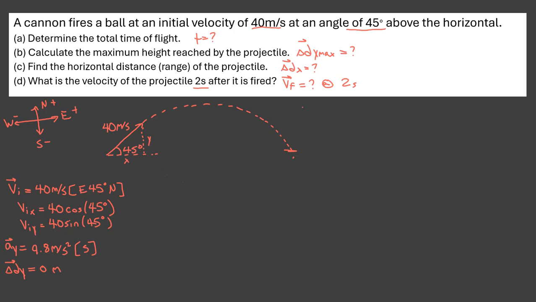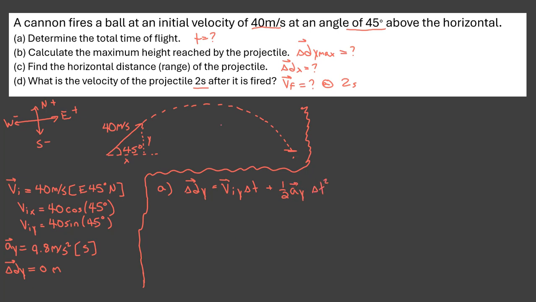Okay? So now we've got everything set up. Let's now solve the first problem. Determine the total time of flight. Okay? So I want to find that time, and I'm going to utilize the components I have from the y dimension to help me solve for that. So I'm going to say that my displacement in the y is equal to my initial velocity in the y times time plus 1/2 times the acceleration in the y times time squared.